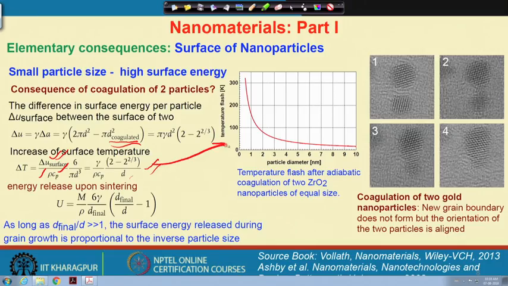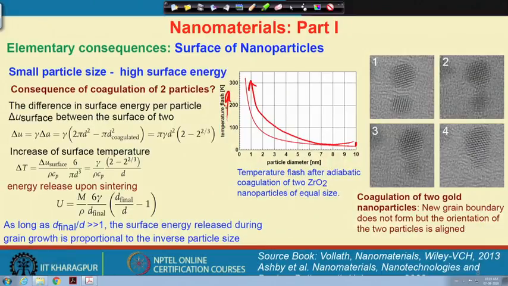Now, let us have a look at how much temperature rise is associated when a coagulation occurs. You can see here that when the particle diameter goes from 10 nanometer to 1 nanometer size, the temperature flash which occurs adiabatically can reach up to 300 Kelvin. This is a high rise in temperature just because of joining or coagulating two particles.